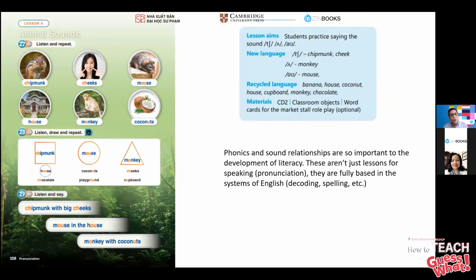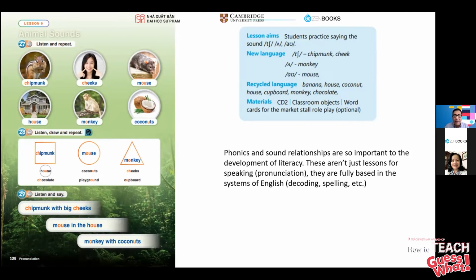Then the book will continue by giving us lesson 9, and lesson 9 will always be called animal sounds. And this one's important to me because animal sounds is really about phonics. And you can see this one is teaching the sounds of ch, and ow. And phonics and sound relationships are so important, not just for pronunciation, they're important for the development of literacy. To understand that the same sound can be made with the letter U or the letter O, like in monkey or coconuts. Same sound, 2 different letters. Or the OU is not O, it's ow.